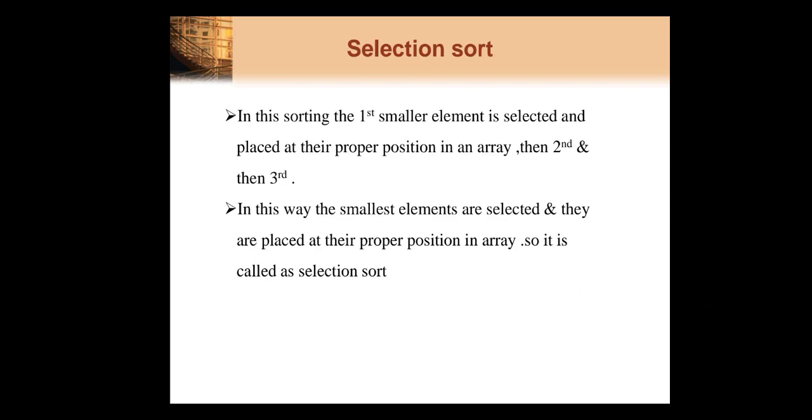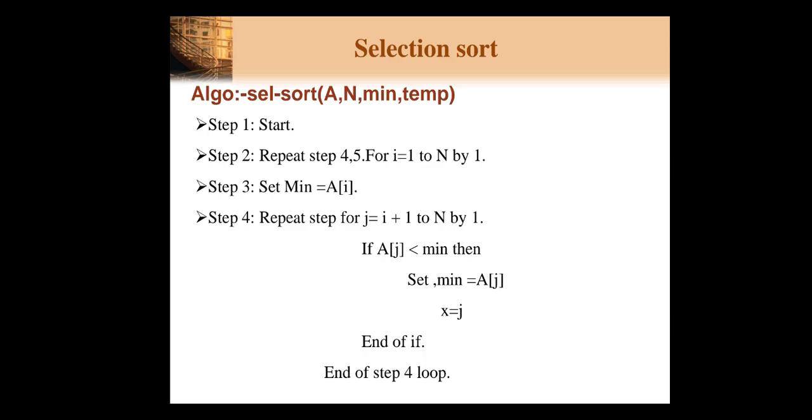Now in this sorting, the smallest element is selected, as I said, and placed at its proper position. By selecting the smallest element and placing it at its proper position, that's why it is called a selection sort. Now this is the algorithm for the selection sort. With the help of this algorithm we can solve the example, and this algorithm also helps us to write a program for the selection sort.